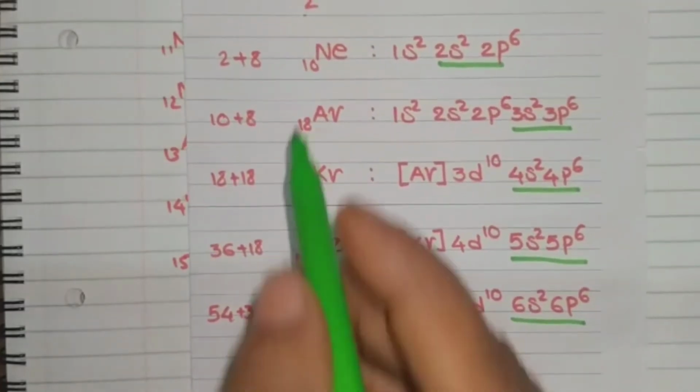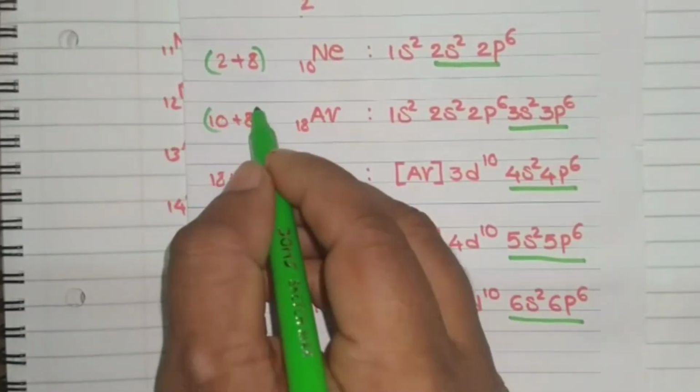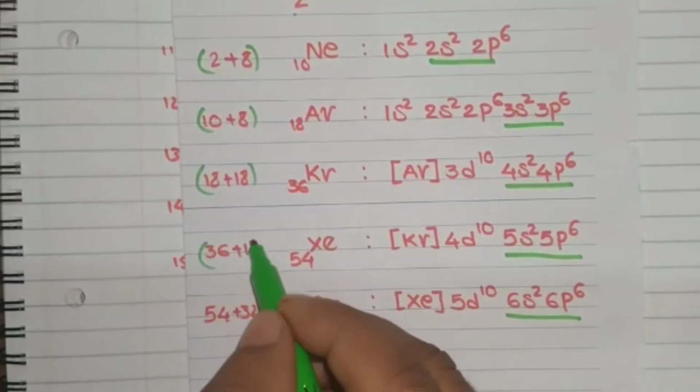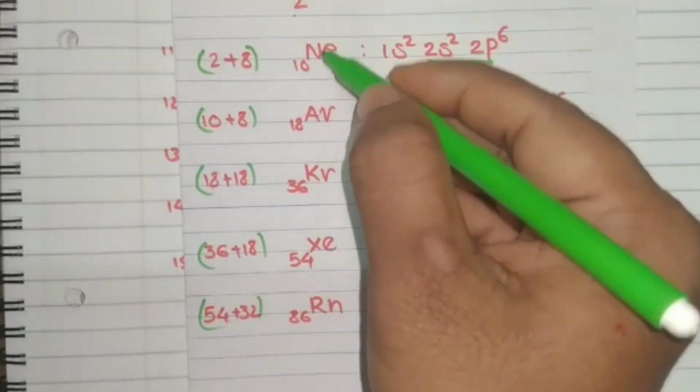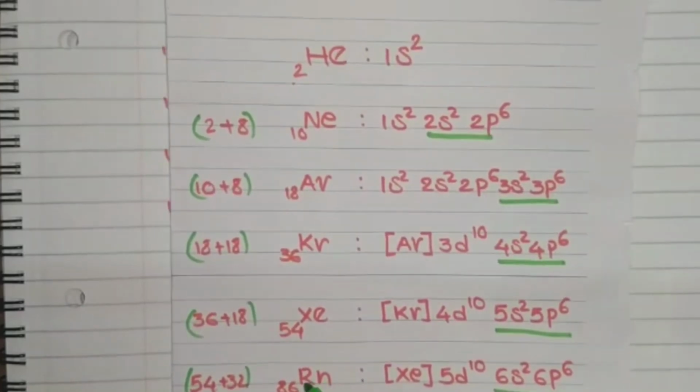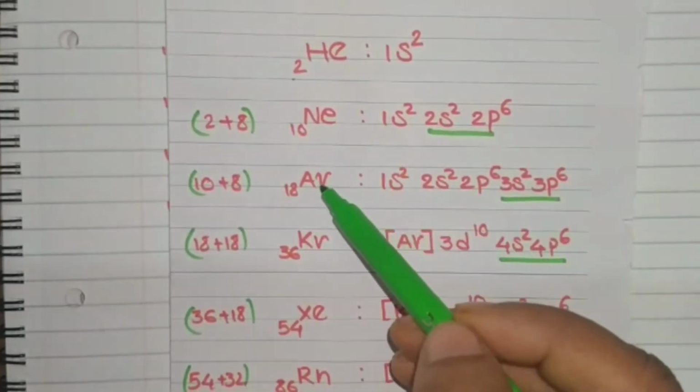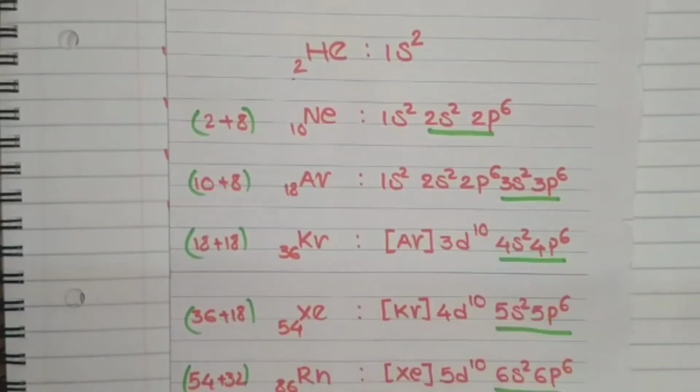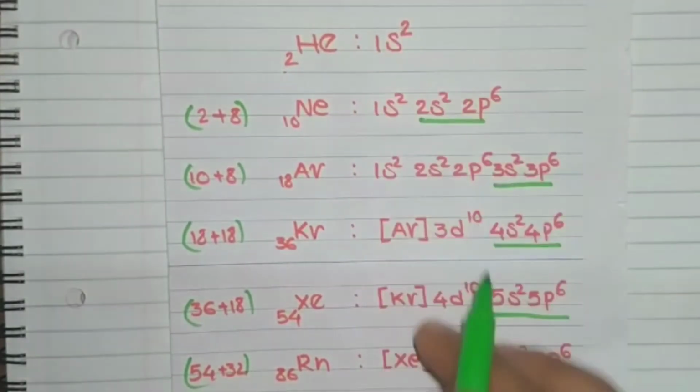So based on this trick, you have to identify the atomic numbers of these elements the easy way. So these are helium, neon, argon, krypton, xenon, radon. I want to write the Lewis dot structures for this group of elements.